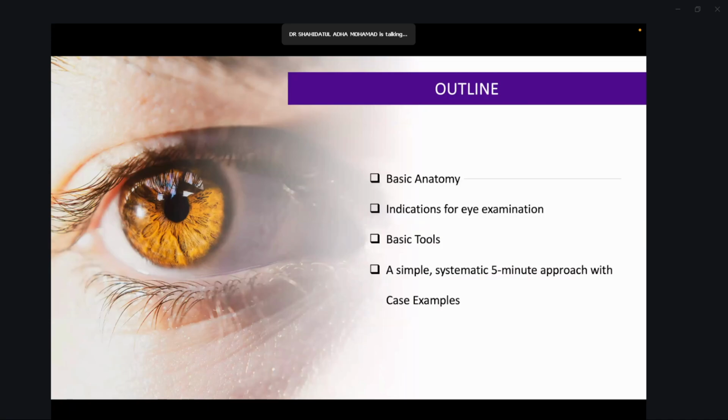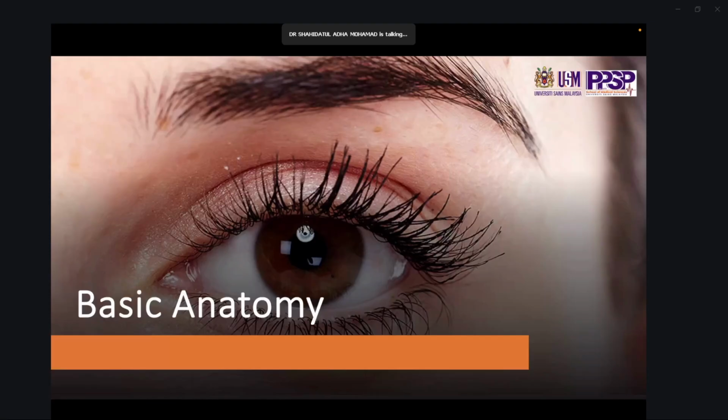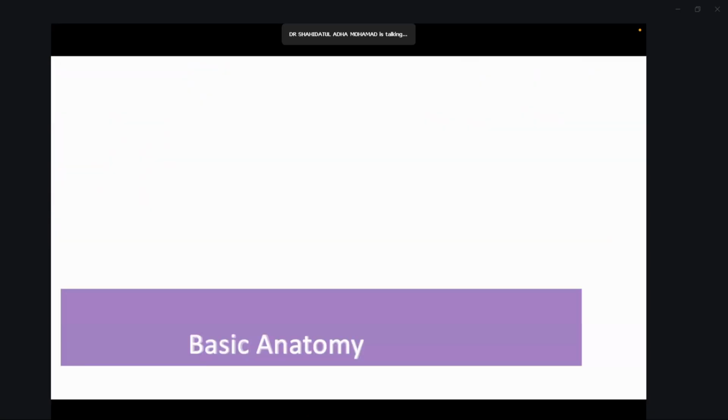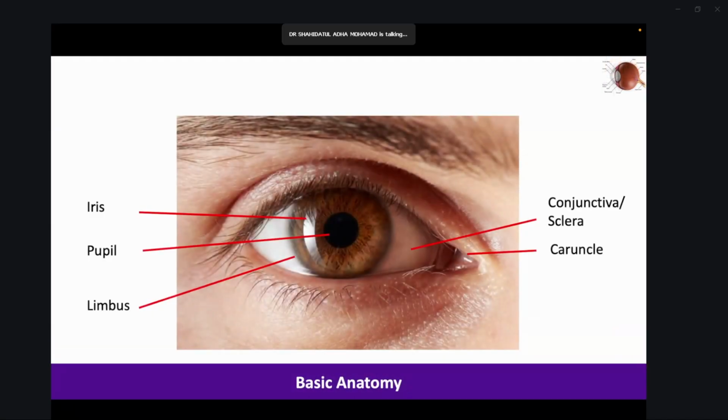Alright, this is the outline of my presentation. I'll cover a bit on the basic anatomy, indications for eye examinations, some basic tools, and a simple systematic 5-minute approach with case examples. Before we move further to the eye examinations, let's recap a bit on the basic anatomy of the eye. Looking here, there's nothing new.